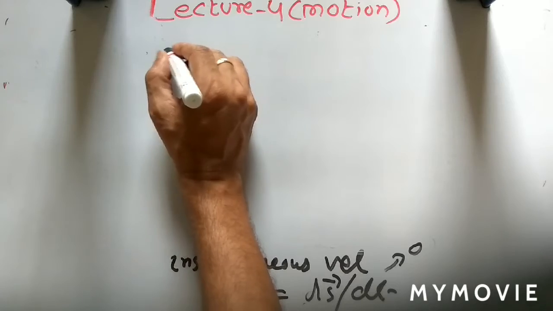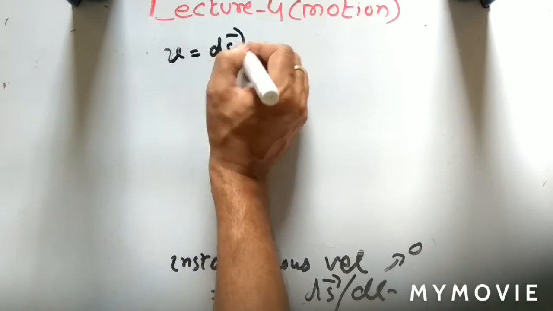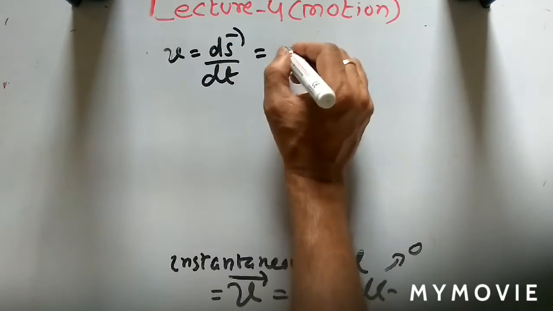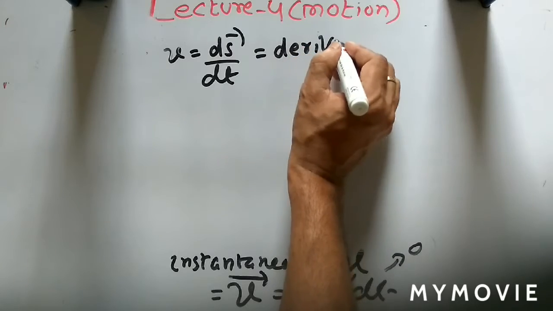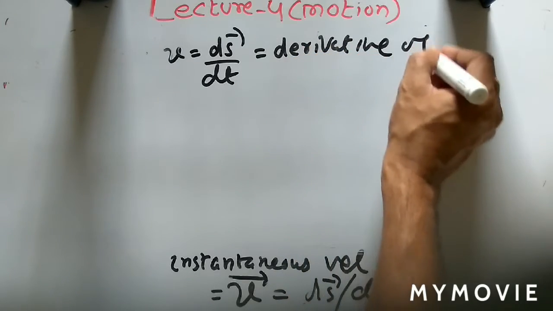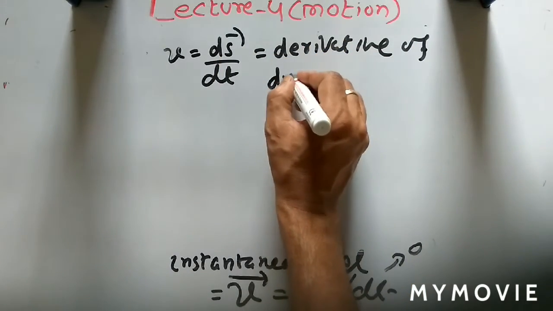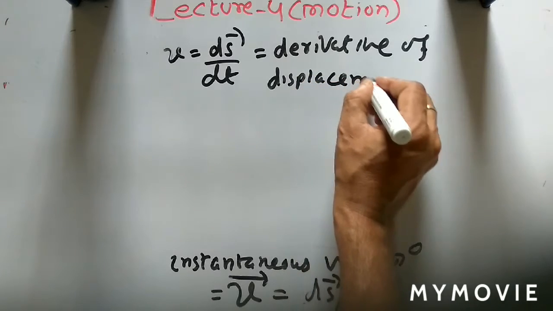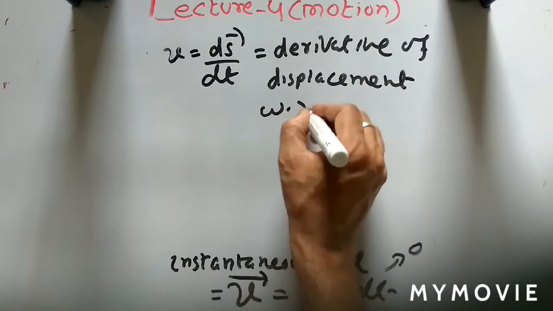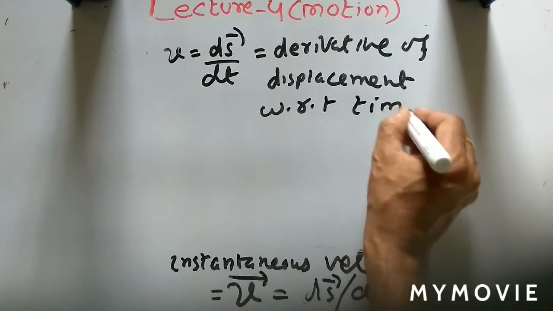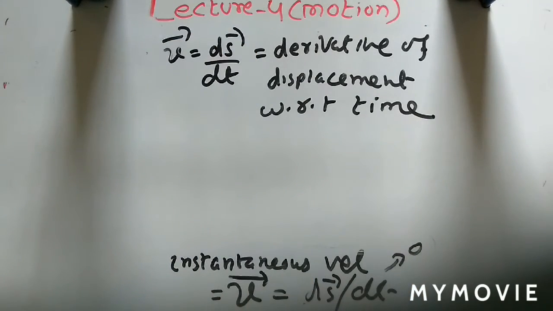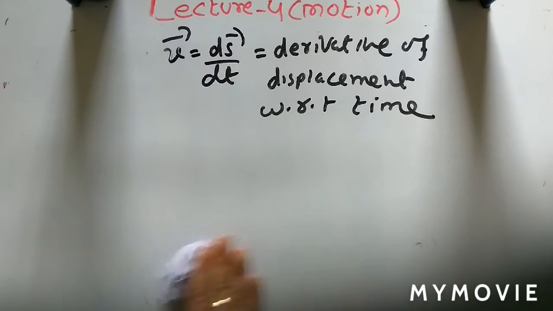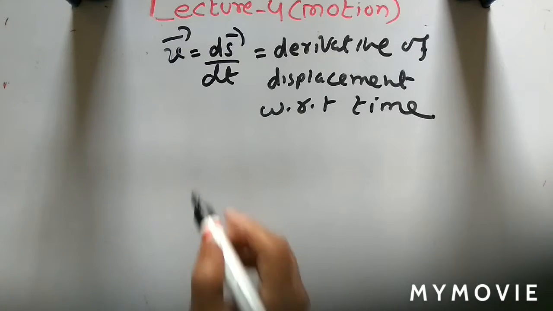So you see, the velocity is equal to rate of change of displacement. Mathematically it is called derivative of what? Displacement. Derivative of displacement with respect to what? With respect to time. So this is the instantaneous velocity. The mathematical formula is ds by dt, where ds is displacement. So it is called the derivative of displacement with respect to time.